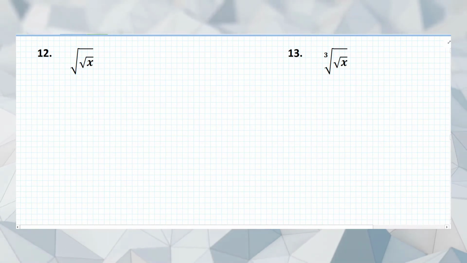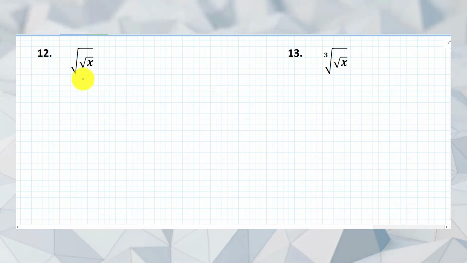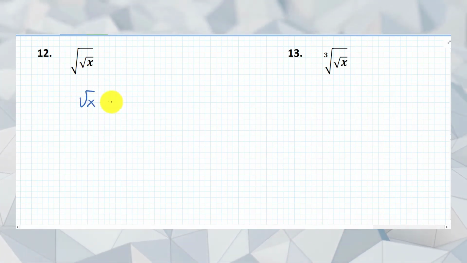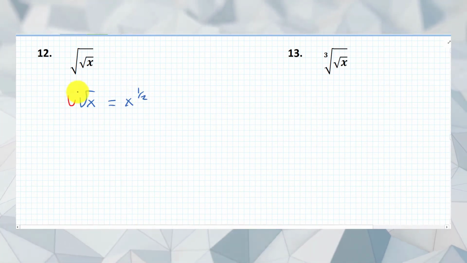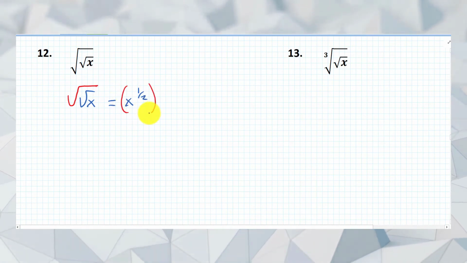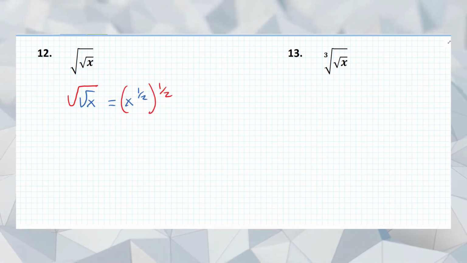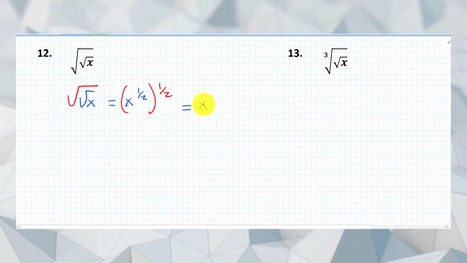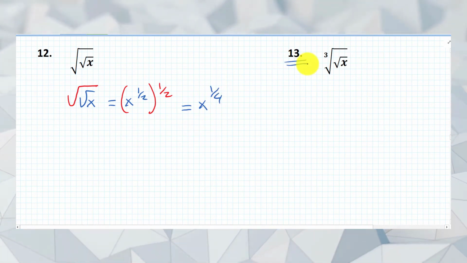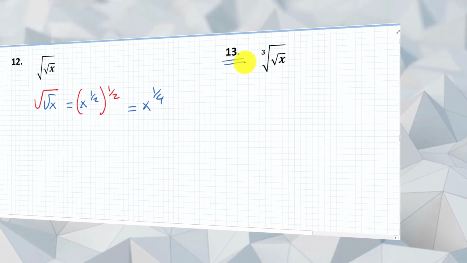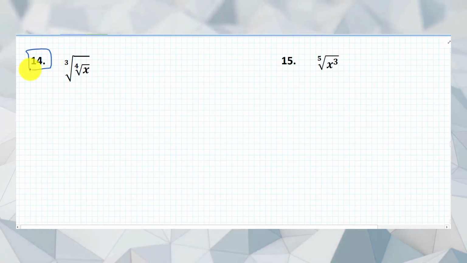Okay, here again, a root inside a root right here. So what's inside? The square root of x. So that's x to the 1/2. And then outside that, I have another square root. So again, I raise to the power of 1/2. So 1/2 times 1/2 is x to the 1/4. That's it. Number 13 is a repeat. I just did it before. Let's move on. I'm going to let you do number 14.